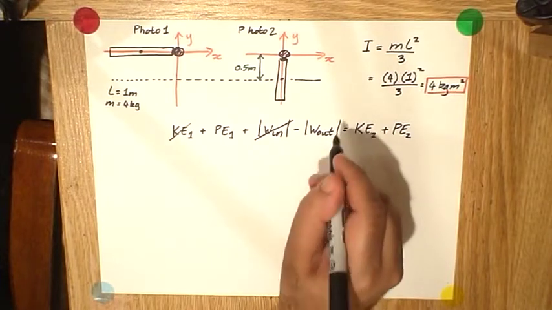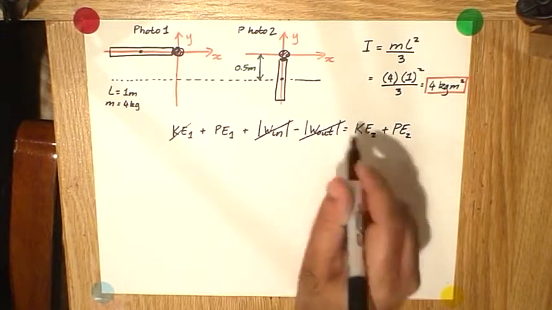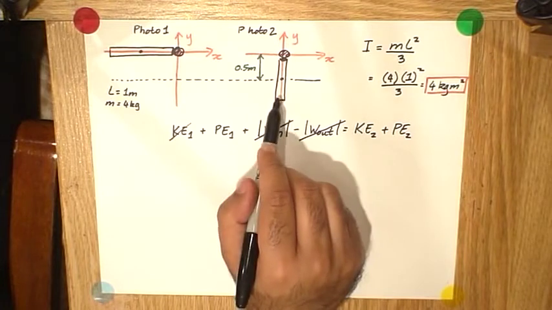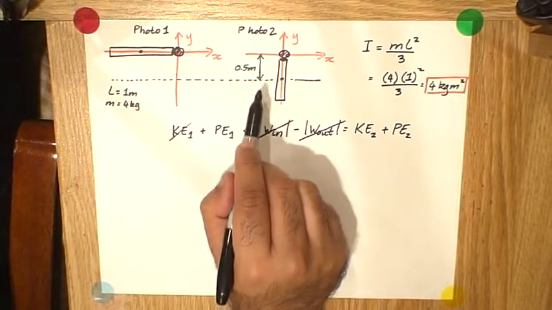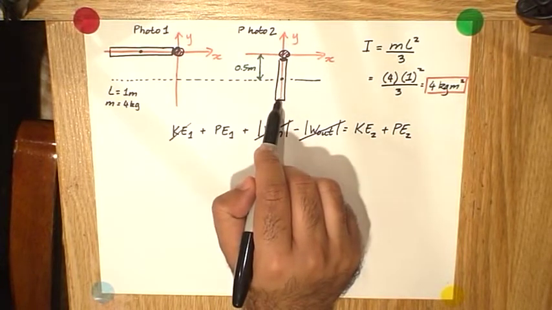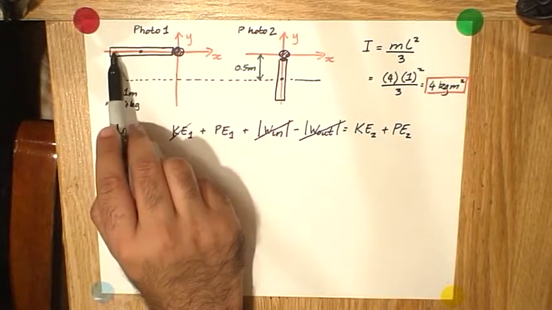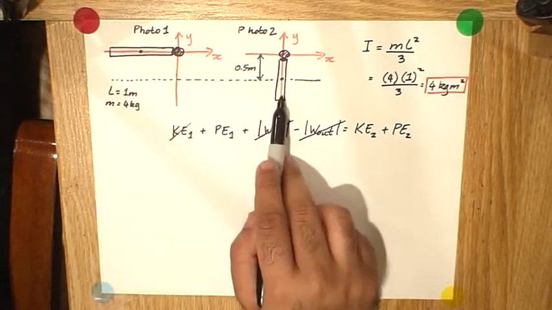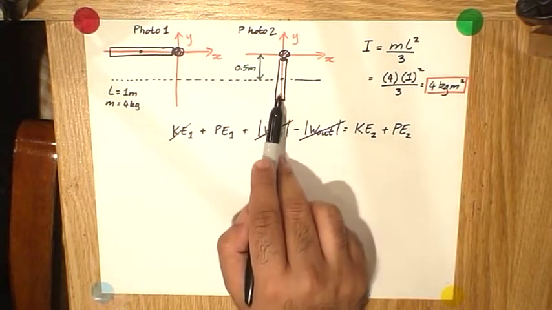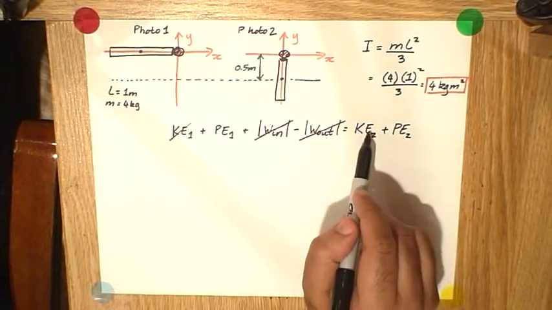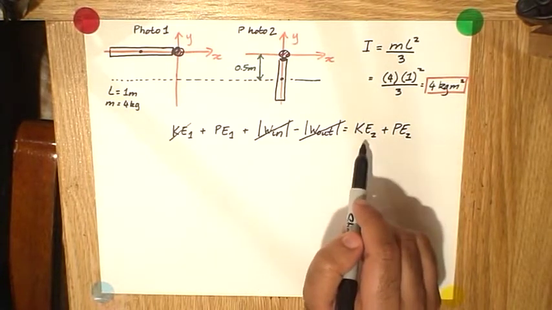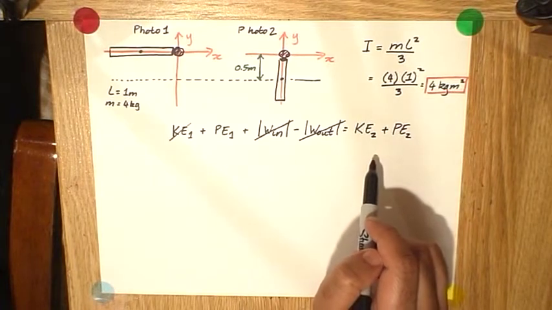Work out, there's no friction, there's no work out. Kinetic energy 2, this physical pendulum is indeed going to be moving when it reaches this point over here, because if this is the extreme of motion, it's going to swing through and then overshoot the horizontal position. So the kinetic energy 2 is indeed there.